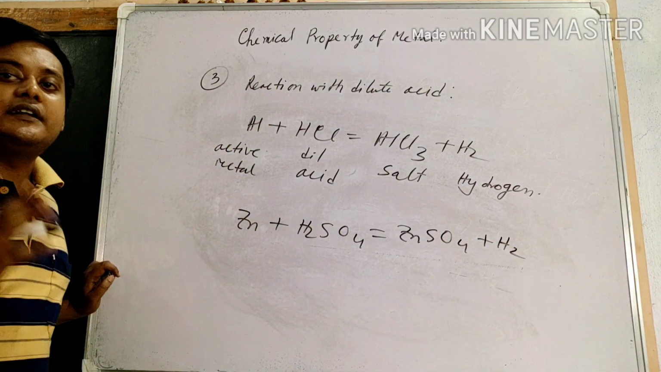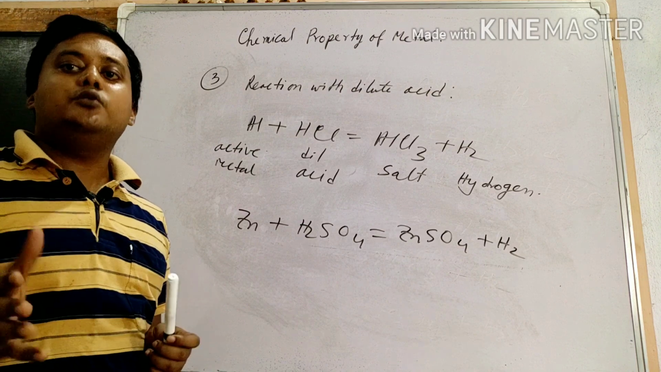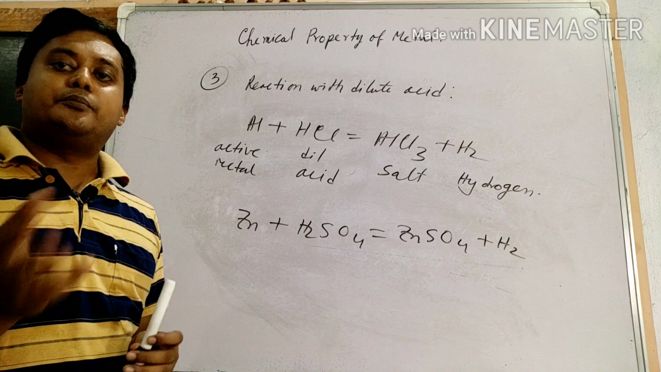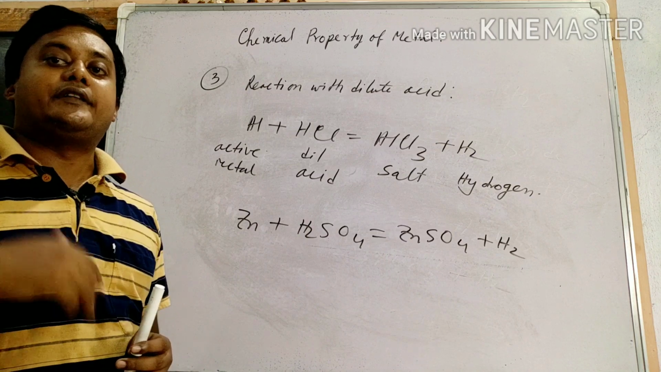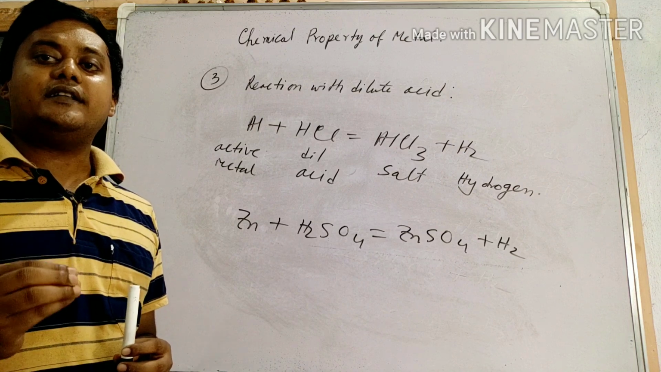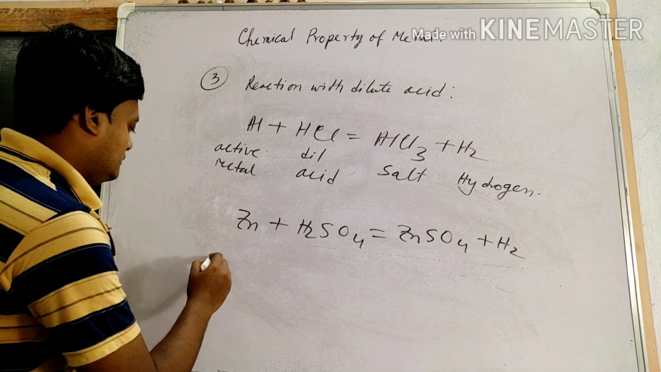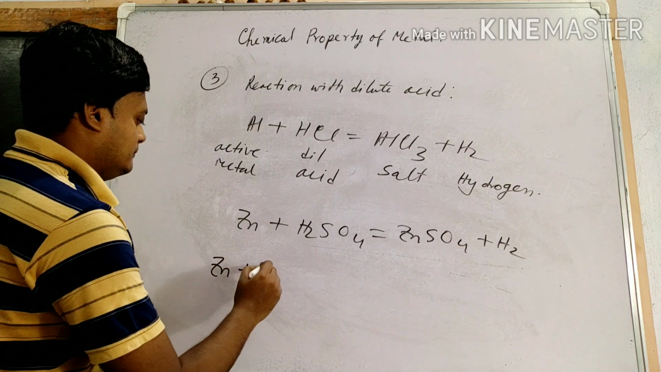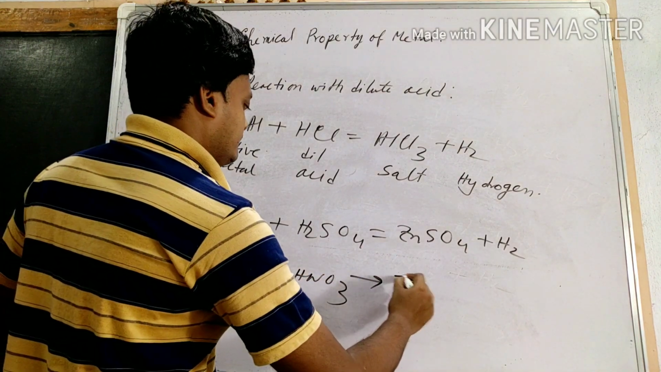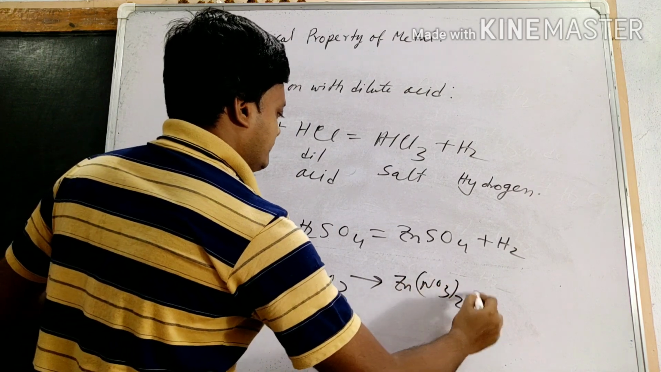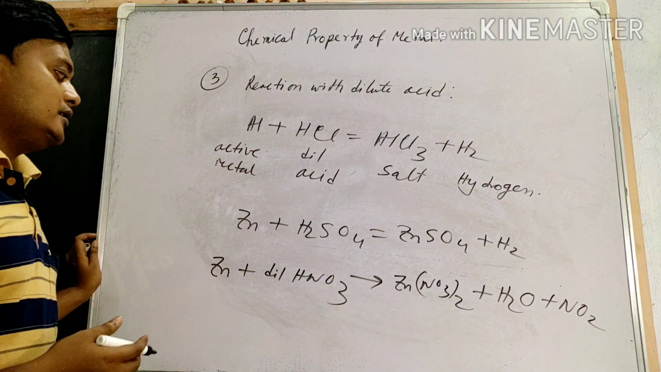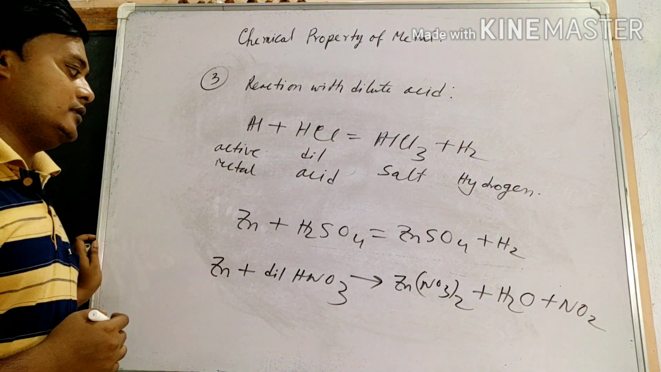Now we cannot use dilute nitric acid. Why? Dilute nitric acid is a strong oxidizing agent. It will oxidize the produced hydrogen to water. So when dilute nitric acid reacts with active metal, instead of hydrogen we will get water. So we will not get hydrogen if we use dilute HNO3.